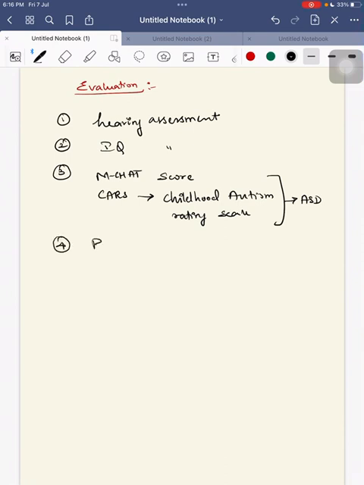Fourth, you have to do a psychological assessment. Fifth, you have to do an EEG or MRI brain when the child's language has regressed along with motor milestone, mental and social functioning deterioration. Okay.